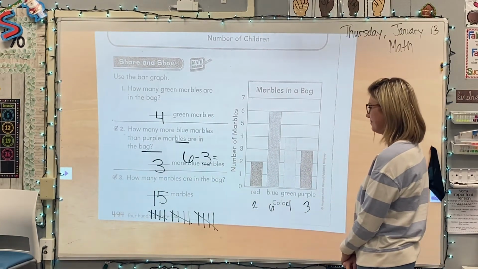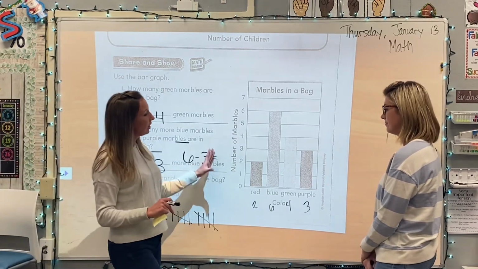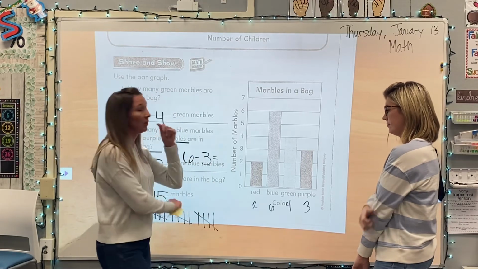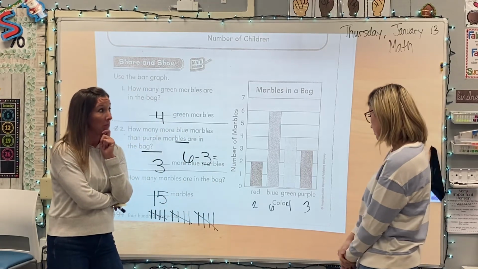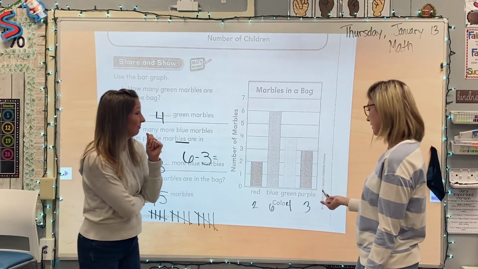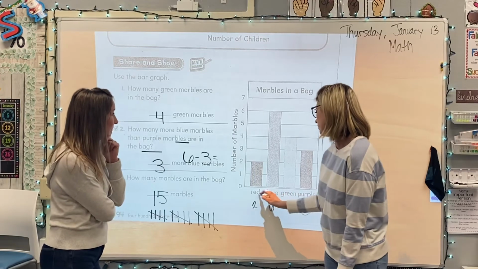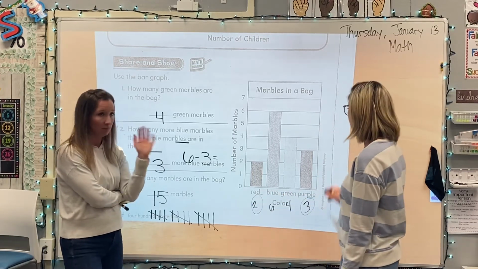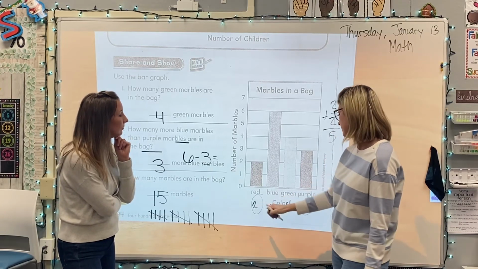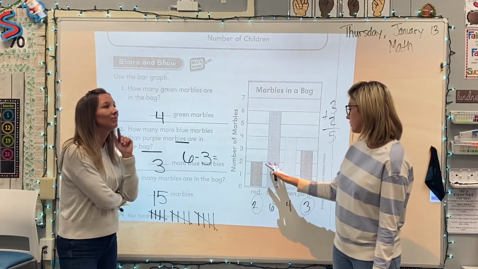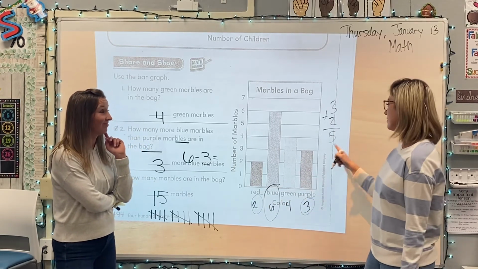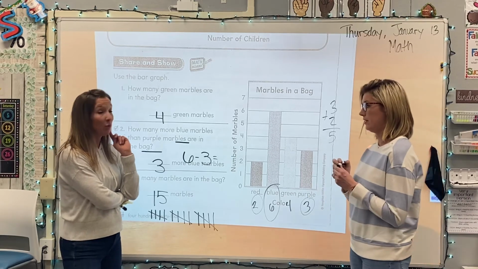It's good. I want to know, are there any colors in the bag that are more than purple and red together? Well, first I have to figure out how much purple and red together is. Right? I need to add my purples to my reds. So 3 plus 2 is 5. So there's a total of 5 purple and reds. So is there a number of marbles that is more than 5? Yes. There are 6 blue marbles. So that one is more than red and purple combined. That was tricky.